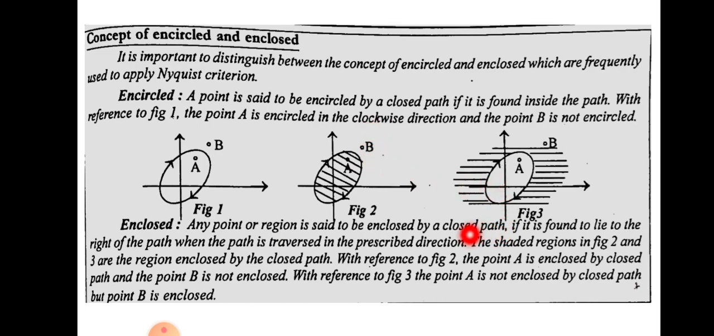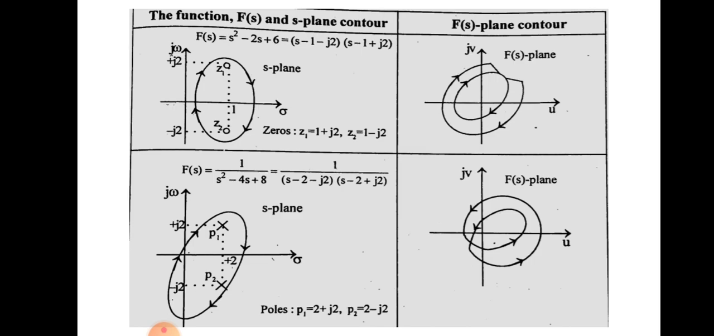Similarly, in figure 3, the point A is not enclosed by the closed path because A is situated in the non-shaded portion, but B is enclosed by this closed path because it is situated in the shaded portion. So this is the concept of encircled and enclosed, and this concept will be useful when we are drawing the Nyquist plot. Okay.